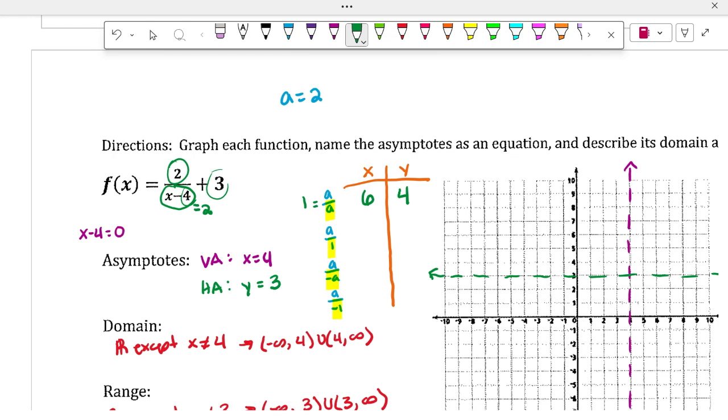6 minus 4 is 2. 2 over 2 is 1. Does that make sense? Yeah. So now we're shooting for 1 in the denominator. What number minus 4 gives you 1? 5. So now we have 2 over 1, which will give us 2. So what's 2 plus 3? 5.